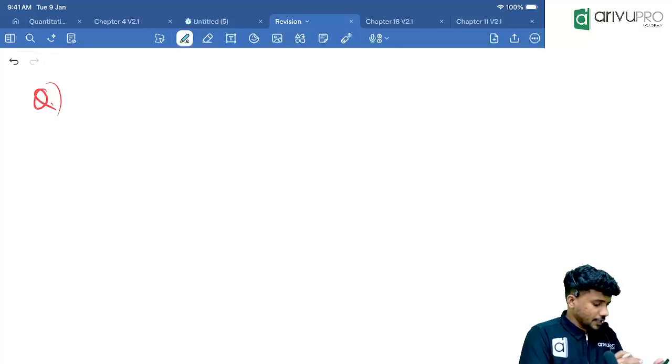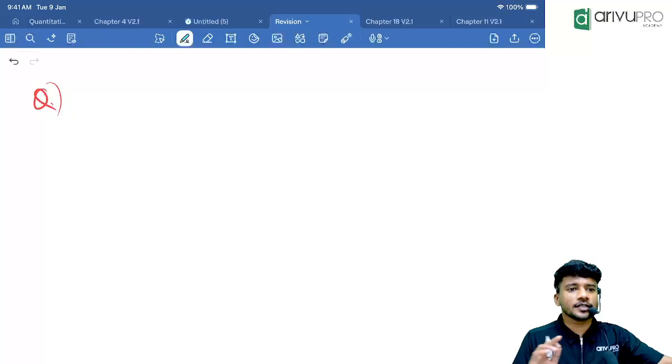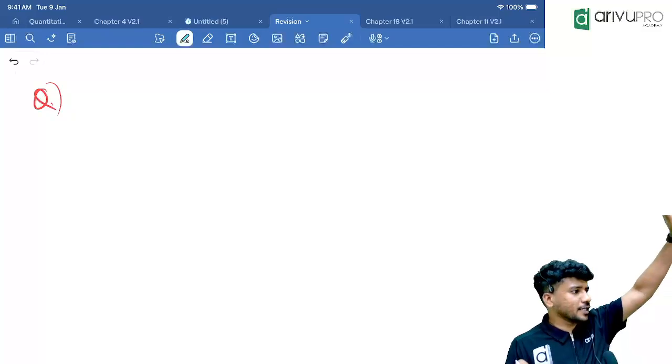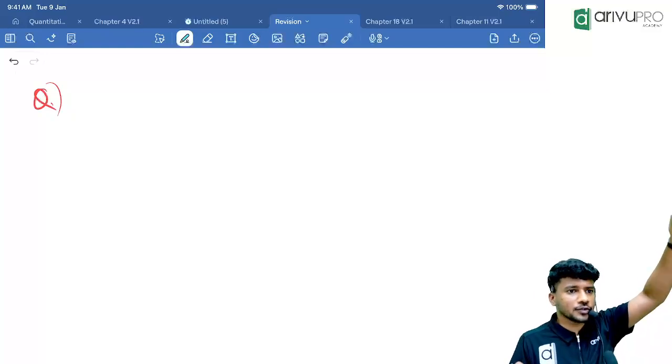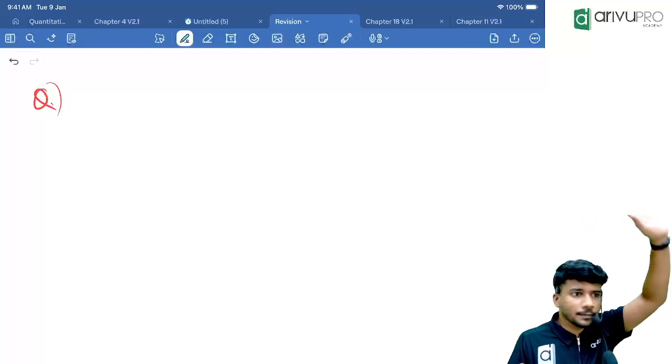Make sure that everyone has the calculator with you. Without a calculator, it will be difficult. Anyone who does not have a calculator, please tell me. I'll give you a calculator also. Shiva, you have the calculator, right? Everyone has it? Sure?